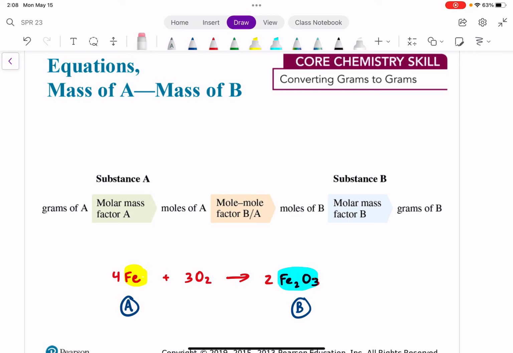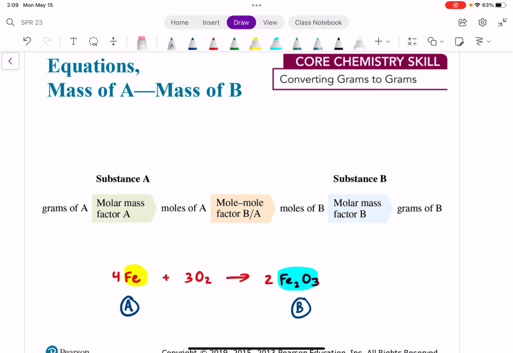So you can go whichever way, as long as you can compare using your chemical reaction the mole-to-mole ratio, the ratio that these reactants and products react in, then you can go from something like grams of A to something like grams of B. Or sometimes we even just want to get to moles of B, and you can just stop there. So what does that actually look like?